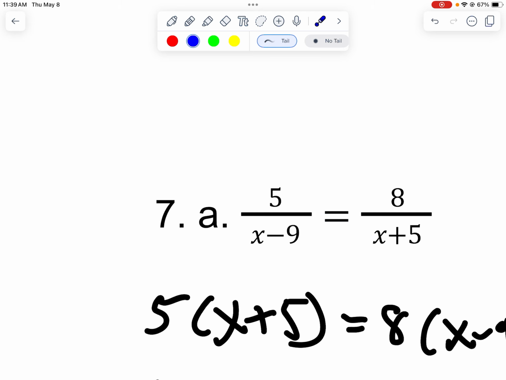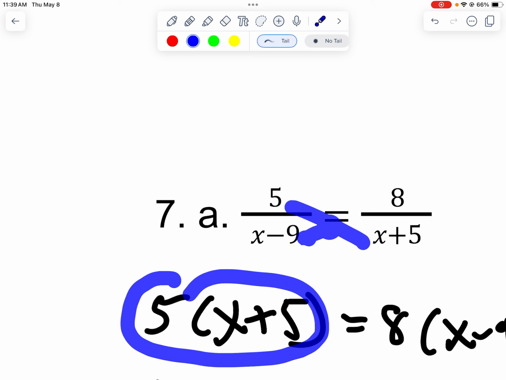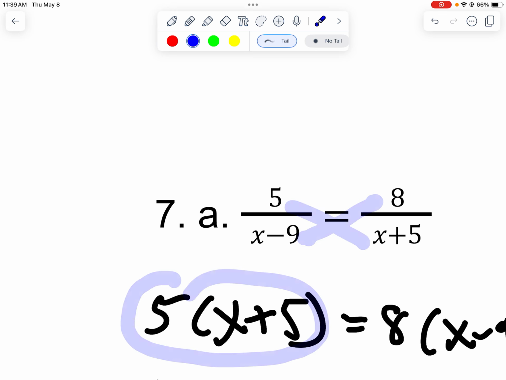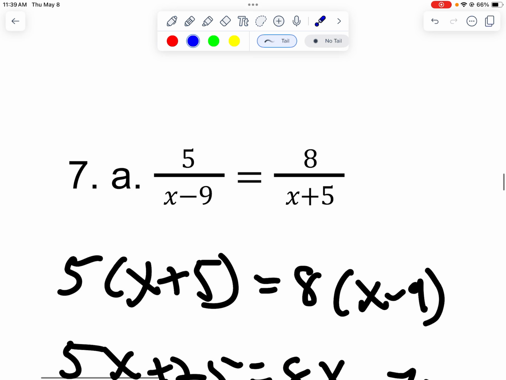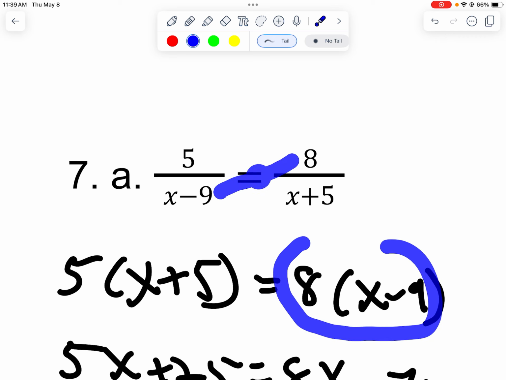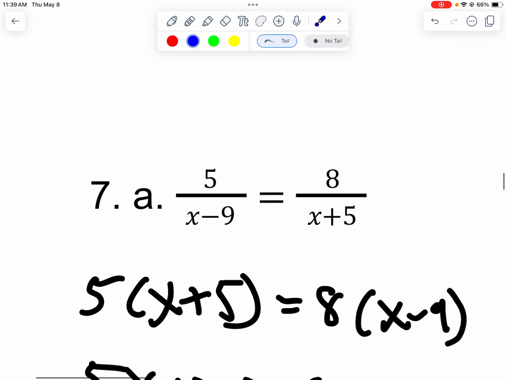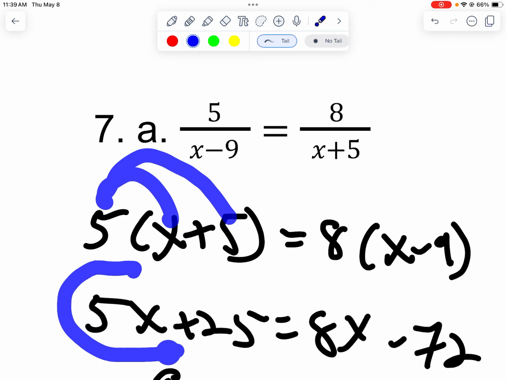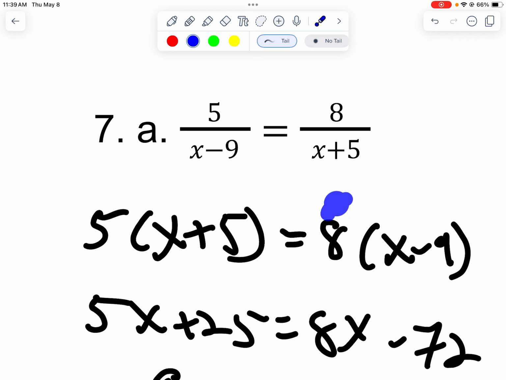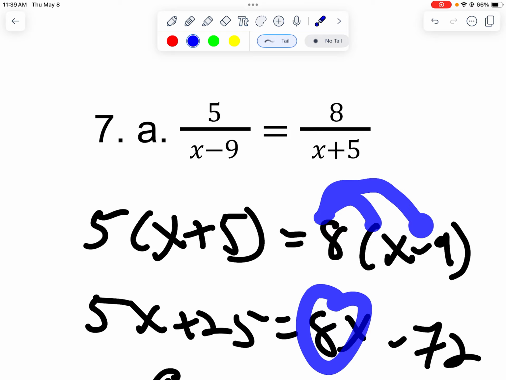So what we're going to do is go 5 times x plus 5, so we get this. Then we're going to go 8 times x minus 9, which is this. Now it's just a process of distributing the 5 and the 8. So 5 times x is 5x, 5 times 5 is 25, that's this. And 8 times x is 8x, 8 times -9 is -72.